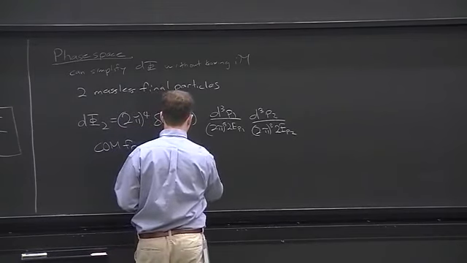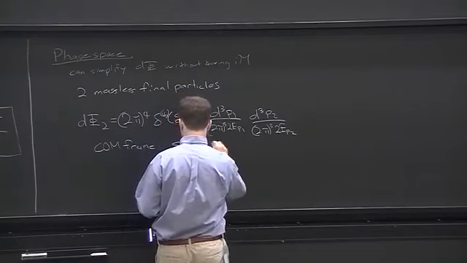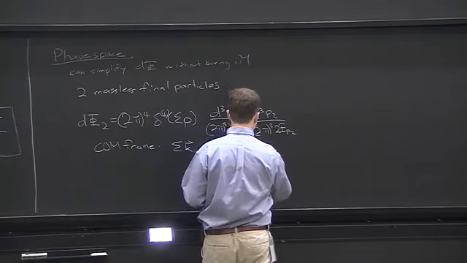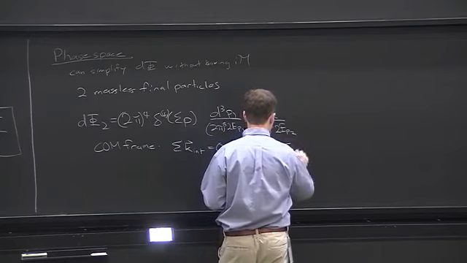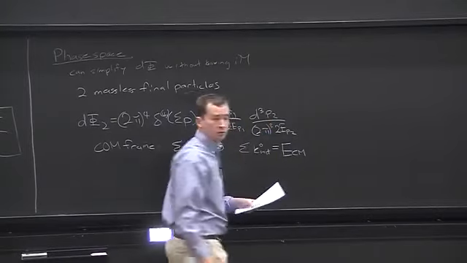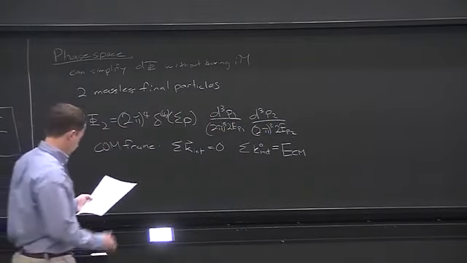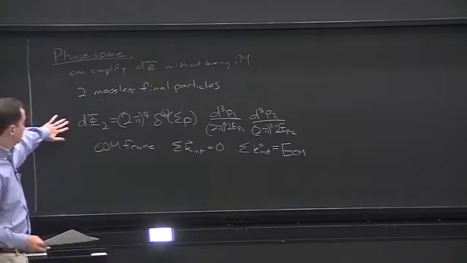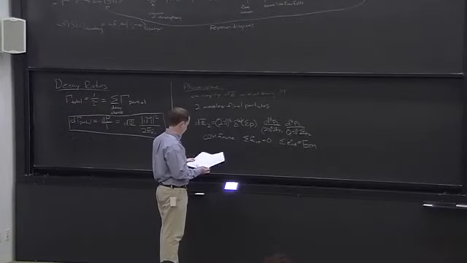So in the center of mass frame, the sum of the initial 3-momenta is 0, and the sum of the initial energies takes some value, which I can call ECM. Okay, so ultimately we're going to be wanting to integrate over the phase space.